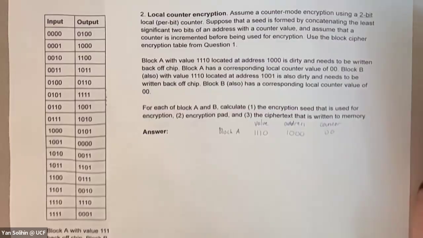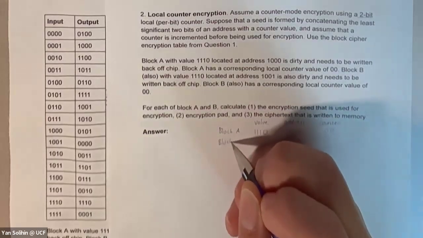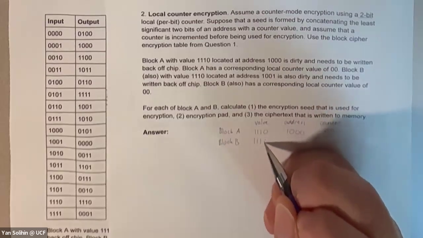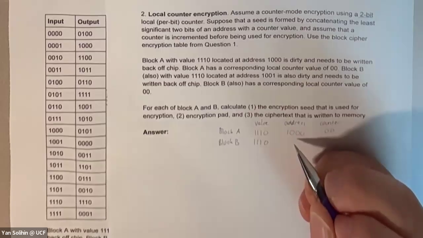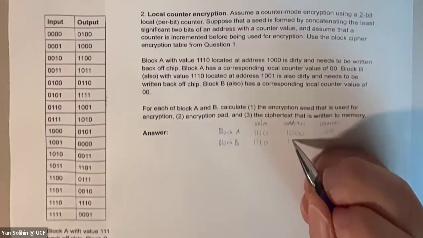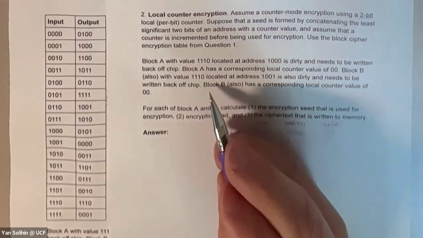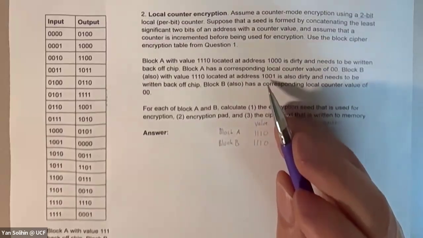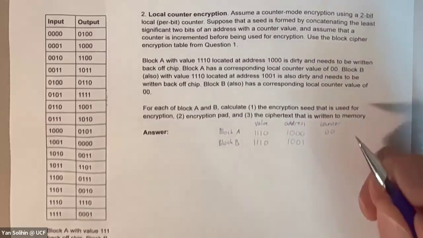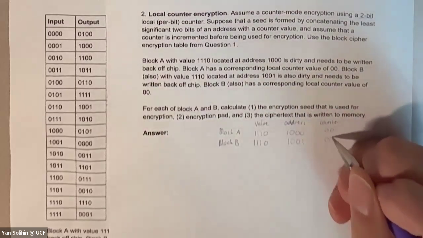Okay. Block B has a value of 1110, address 1001, right here, with a corresponding local counter value of 00.